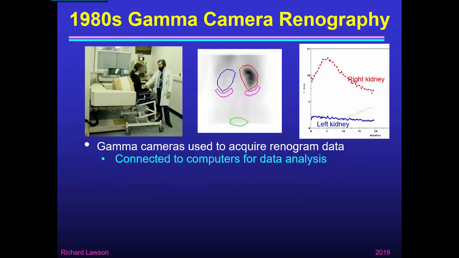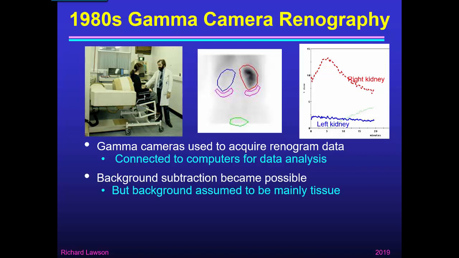But by the 1980s, people were using the gamma camera to acquire renograms. The gamma camera was interfaced to a nuclear medicine computer, and so the computer could be used for analysing the data, and we would draw suitable regions of interest and get activity time curves. Now background subtraction was possible, and you could draw regions wherever you thought appropriate, but background was assumed to be mainly tissue, so regions underneath the kidney were quite common.